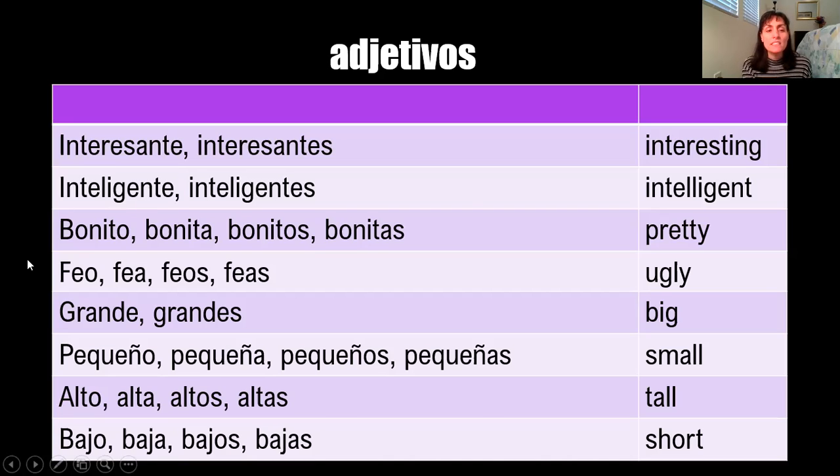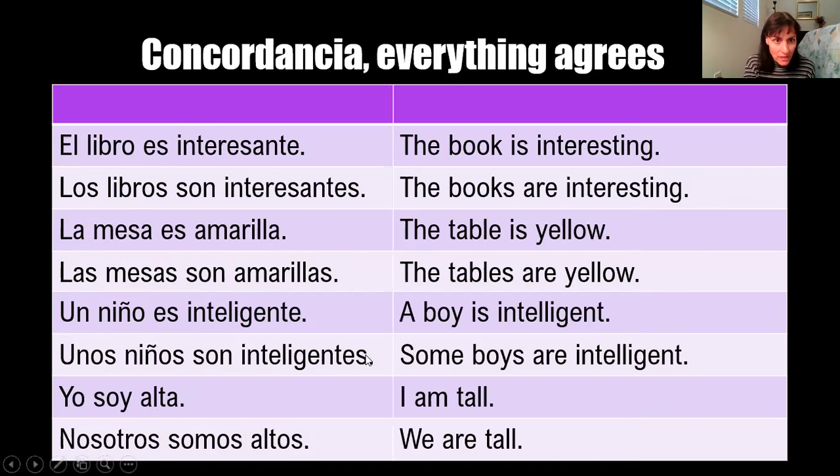Bonito, meaning pretty, ends in an O, so it can be O, A, os, as. Same thing with ugly, feo, O, A, os, as. Grande ends in an E, so it works with masculine and feminine. And grandes is the plural form. Pequeño means small. Pequeño, pequeña, pequeños, pequeñas. Tall would be alto, alta, altos, altas. And short, bajo, baja, bajos, bajas, depending on who you're describing.